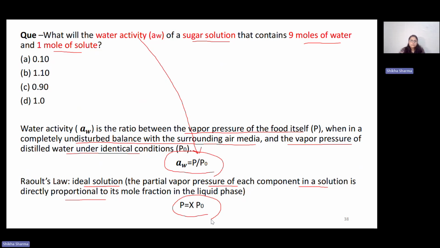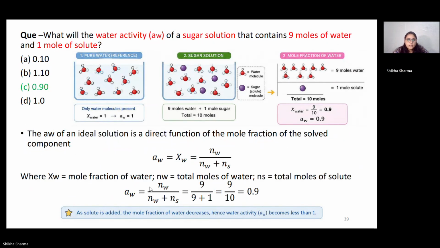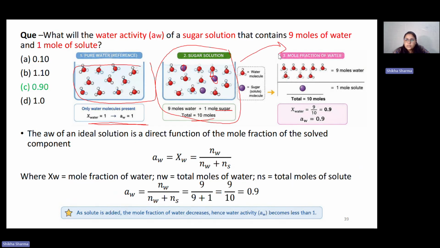Okay, let's solve this question. As we know, this is pure water, which is the reference, so it is having water activity 1. When we are adding sugar, in the sugar solution we have 9 moles of the water and 1 mole of the sugar. So they are making 10 moles. It is having sugar and water molecules. So the mole fraction of water is equal to the water activity.